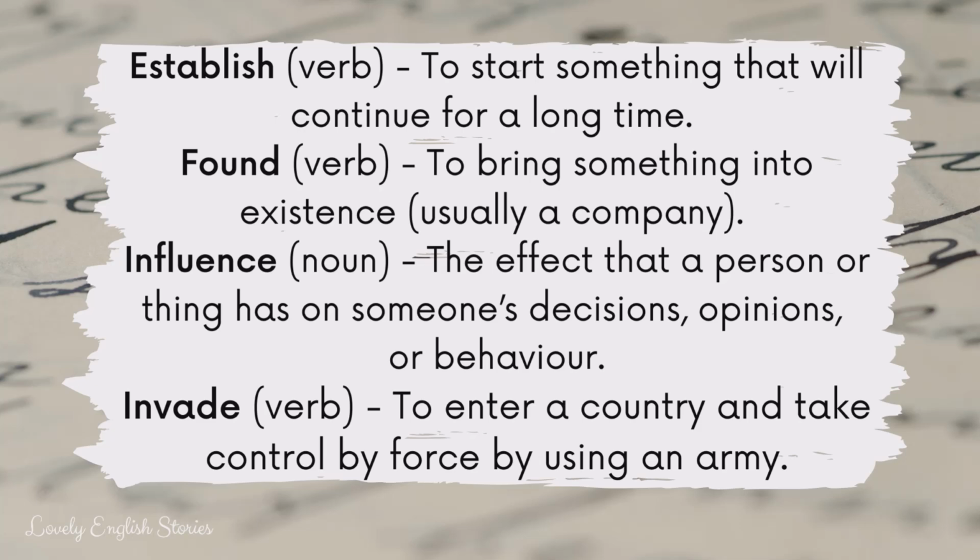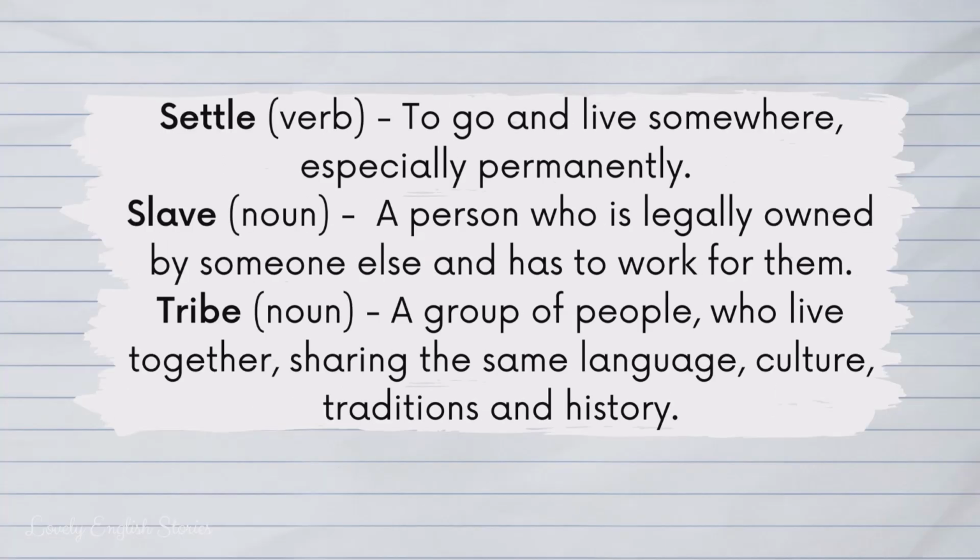This is similar to conquer, which we've already explained. Settle. To settle is to go and live somewhere, especially permanently. Slave. A slave is a person who is legally owned by someone else and has to work for them. Tribe. A tribe is a group of people who live together and they share the same language, culture, traditions, and history.